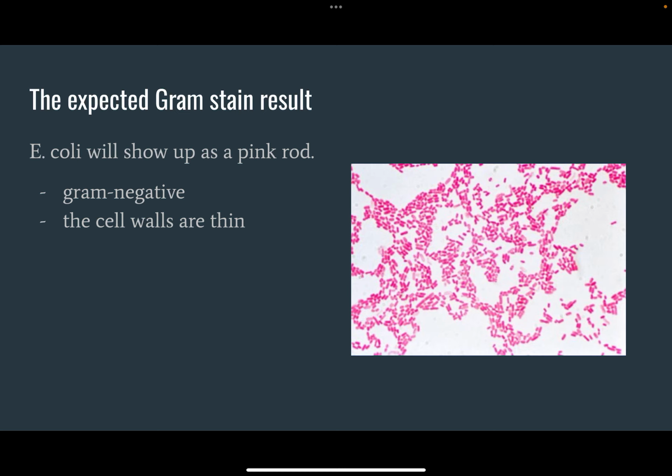So what you should expect when you're gram staining E. coli? Well, E. coli will show up as a pink rod and it will be presented like the picture on the right, which means that this is gram negative. Gram negative means that the cell walls are thin.